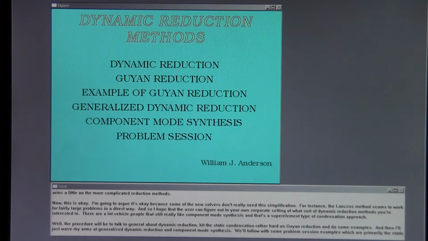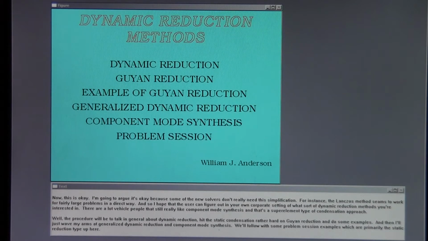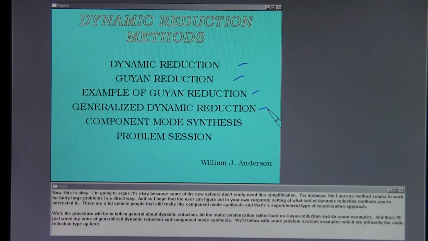There are a lot of vehicle people that still really like component mode synthesis, and that's a super element type of condensation approach. Well, the procedure will be to talk in general about dynamic reduction, hit the static condensation rather hard, on Guyan Reduction, and do some examples. And then I'll just wave my arms at generalized dynamic reduction and component mode synthesis. We'll follow with some problem session examples, which are primarily the static reduction type up here.